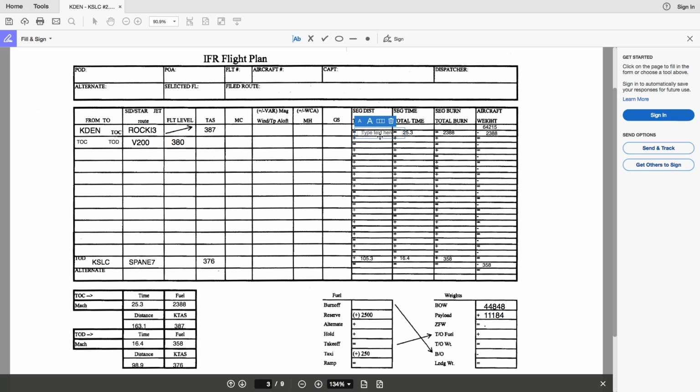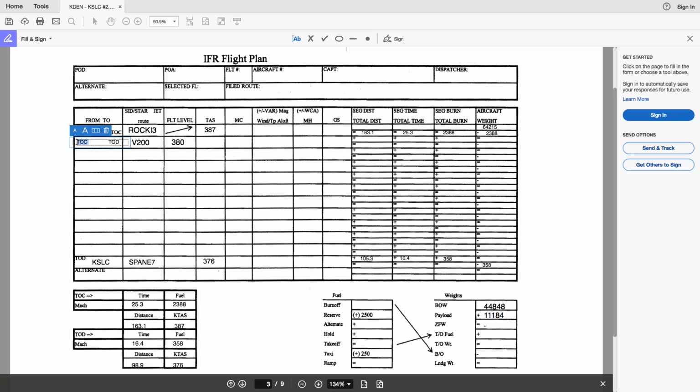What was our number here? 163.1. So this one is for, okay. All right. Okay, so now we know that we've got our legs here, right? Top of climb, top of descent, right? We can get a little more particular here.